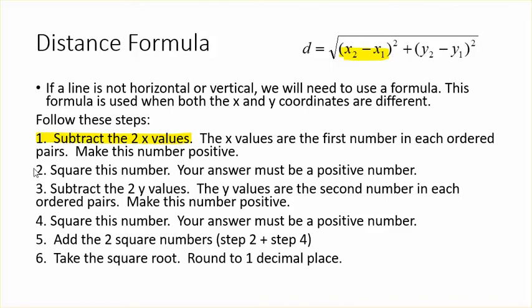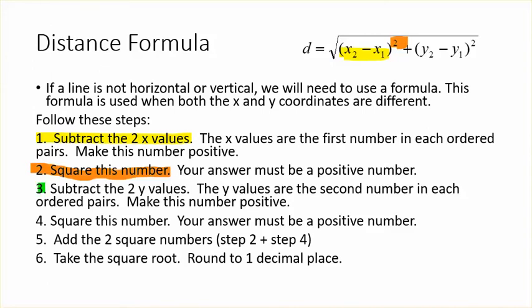Okay, step 2 says to square this number. So I subtracted the x's and now I'm squaring it. You can use your calculator for this. Remember, squaring means multiplying it by itself, or use the square key. And again, your answer should be positive. If you get a negative number, write it down as a positive because squaring is always positive.